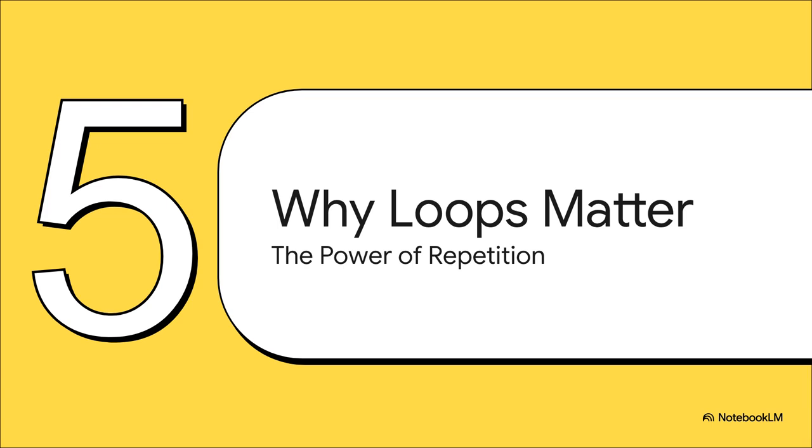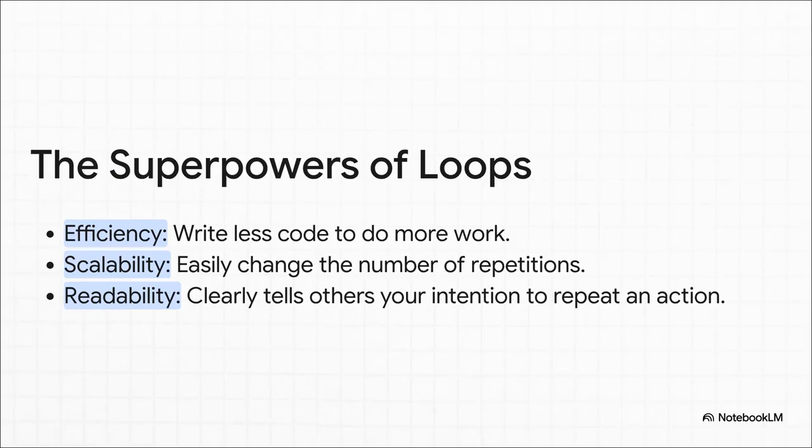So, we've seen how loops work, but let's take a second to really understand why they're one of the most important concepts you can learn in programming. It really all comes down to these 3 superpowers. First, efficiency. You just write way less code. Second, scalability. You want to change your countdown from 3 seconds to 3,000 seconds? You just change one number. And finally, readability. Your code is just so much cleaner, and it's way easier for other people to understand what you were trying to do.